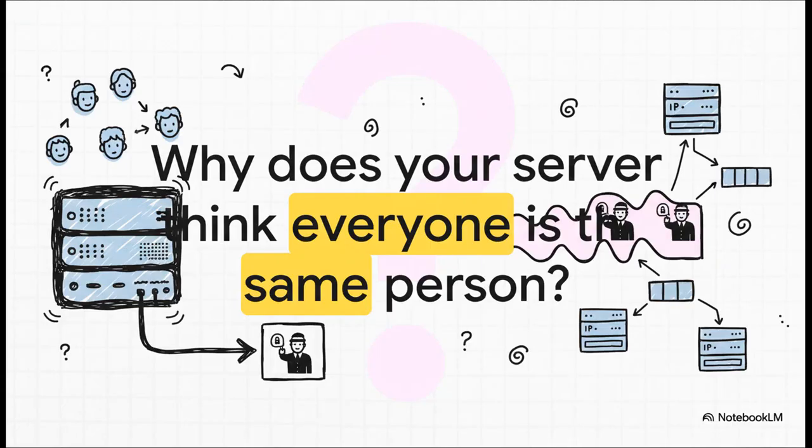So, picture this. You're running a popular website. You check your logs to see who's visiting. But wait a minute. Every single person seems to be coming from the exact same IP address. It's like you're throwing a huge party, but the doorman announces every single guest is, well, himself. This happens all the time when your server is sitting behind something like a proxy or a load balancer.